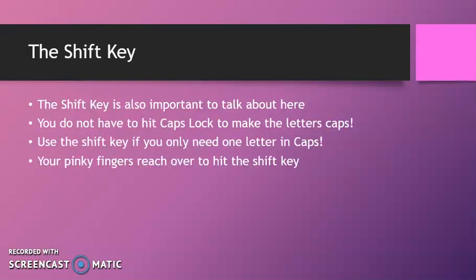It's important that we also talk about the shift key so that we can make capital letters at this point. You don't have to hit caps lock to make all of the letters caps. Remember, if you only need one letter in caps, then you need to just use the shift key instead. Your pinky fingers are responsible for hitting the shift keys.